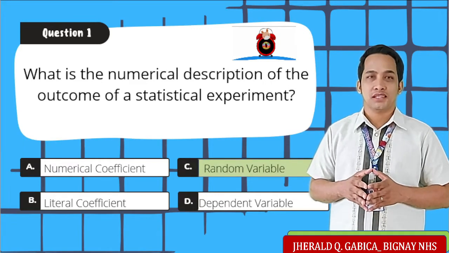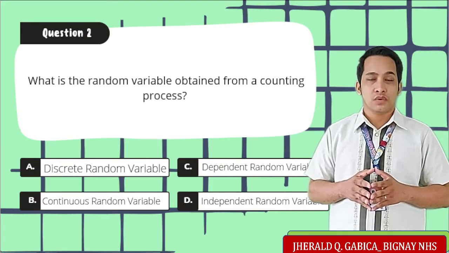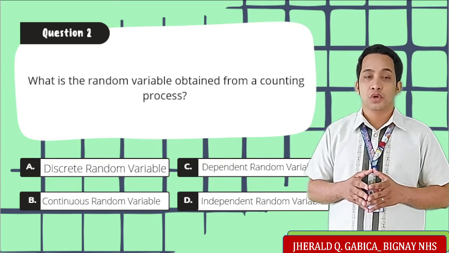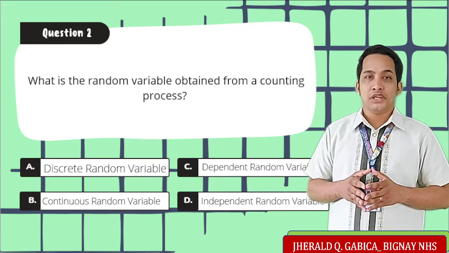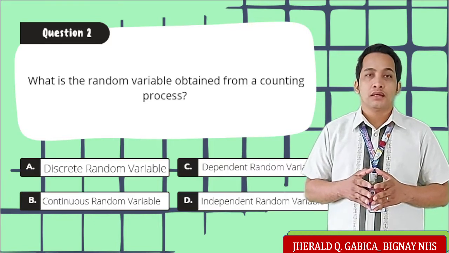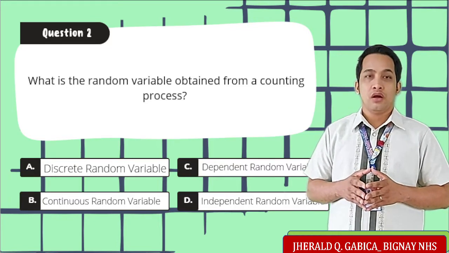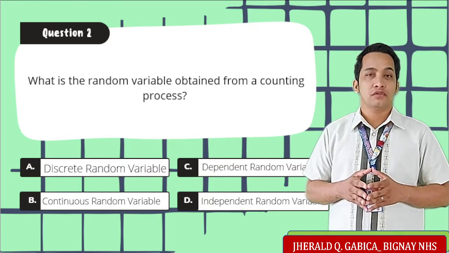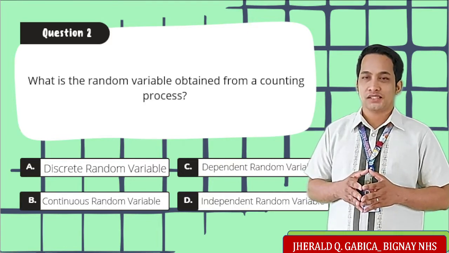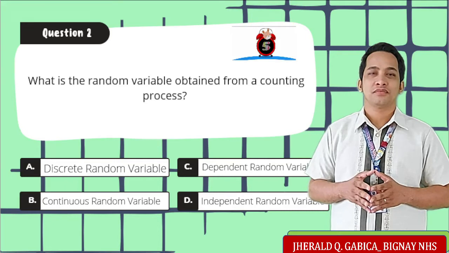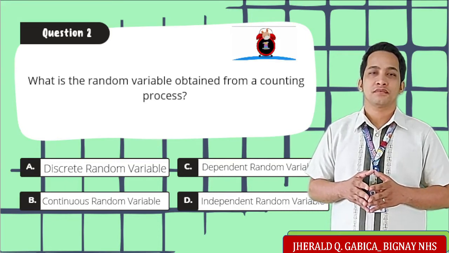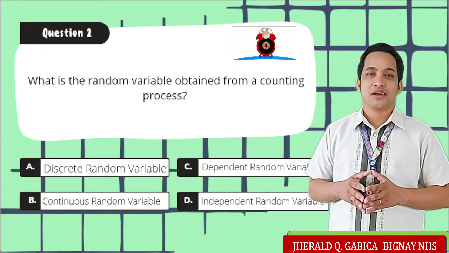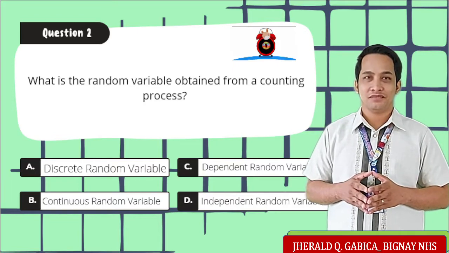Let's have the second item. What is the random variable obtained from a counting process? A. Discrete random variable. B. Continuous random variable. C. Dependent random variable. Or D. Independent random variable. 5 seconds. Go. 5, 4, 3, 2, 1. Time's up. The correct answer is A.